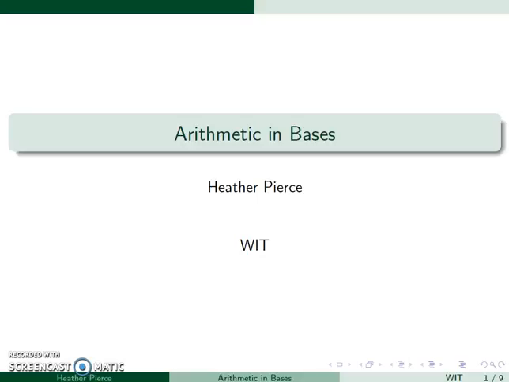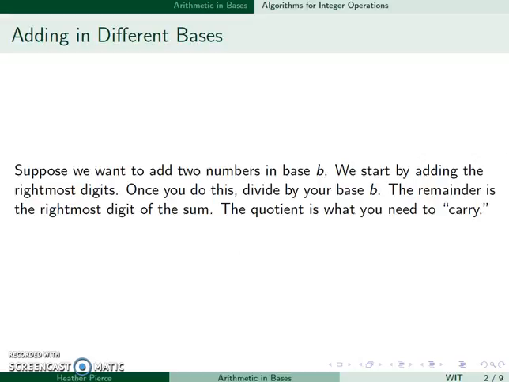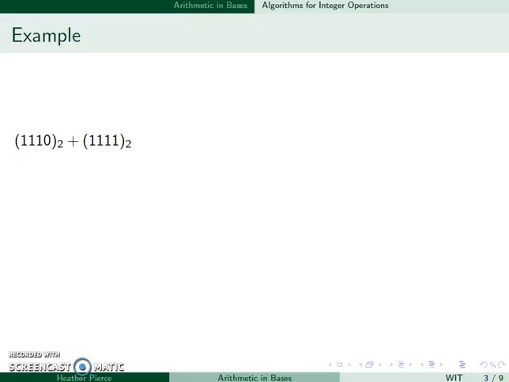We will now look at adding and multiplying in different bases. So let's suppose we want to add two numbers in base b. We're going to start by adding our rightmost digits, and when we do this, we're going to divide that answer by the base. The remainder is the rightmost digit of the sum, and your quotient is what you need to actually carry over. So for example, 1110 plus 1111 base 2.